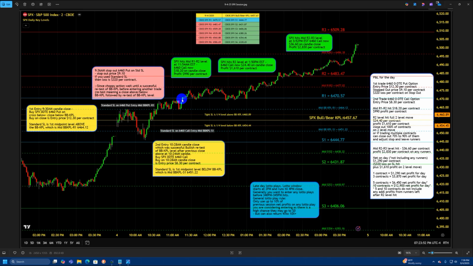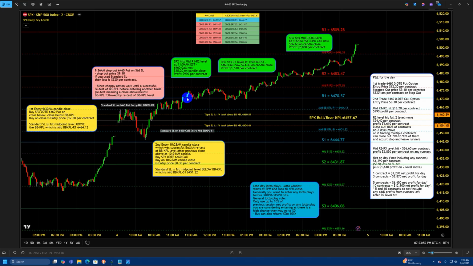And if you did that, you either adjust it to break even, which would be the same price you paid for the option, or if using it by levels, then you could just move it, for example, to the BBKPL, which would be moving it up a half level.